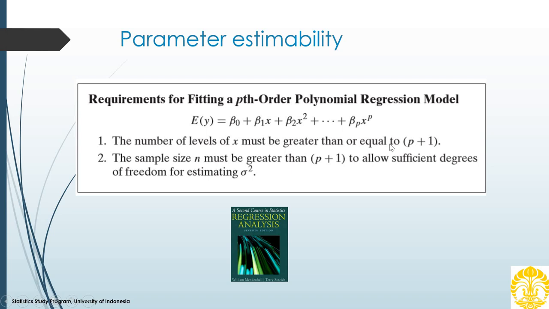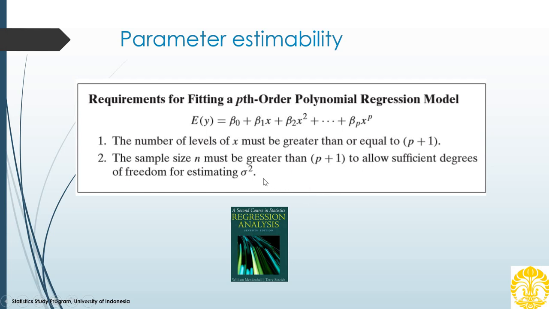But that's only for estimating the parameters. If you want to estimate sigma squared, the variance of the error, then the sample size must be greater than p plus 1.